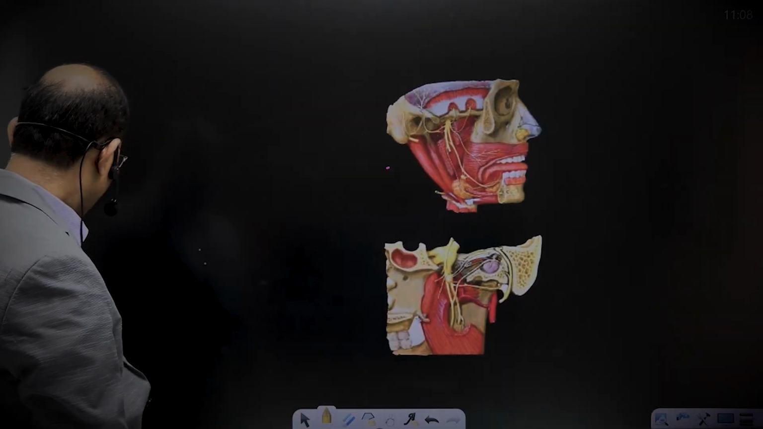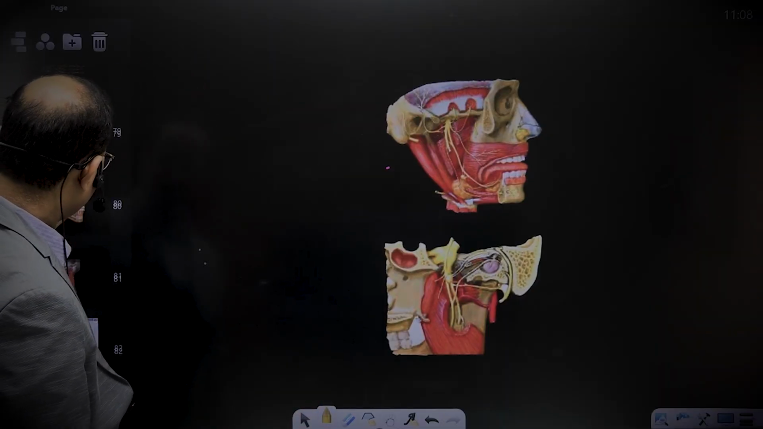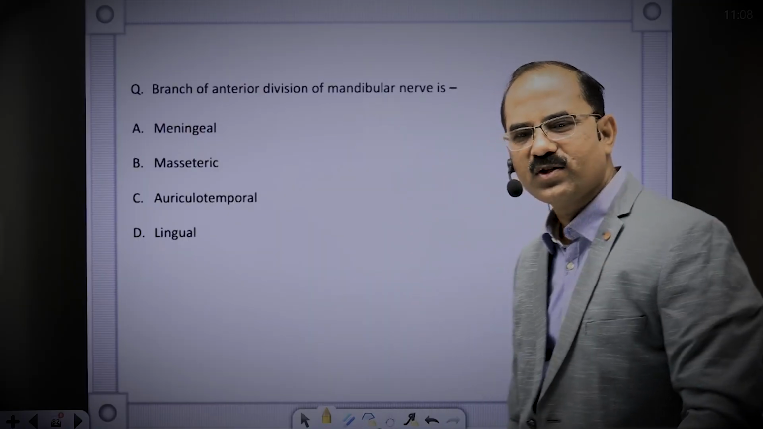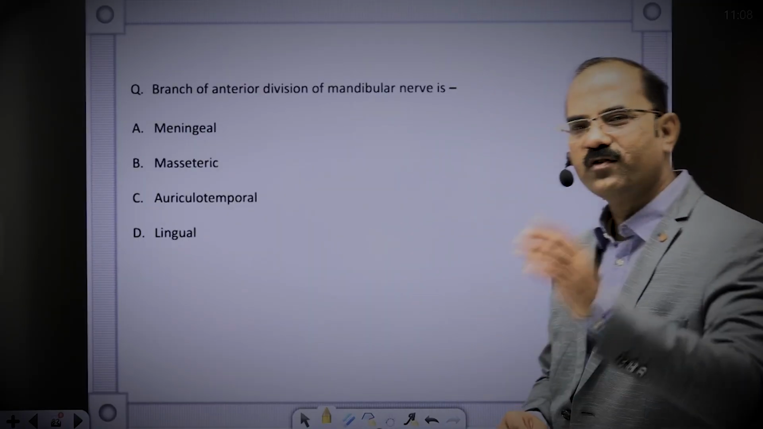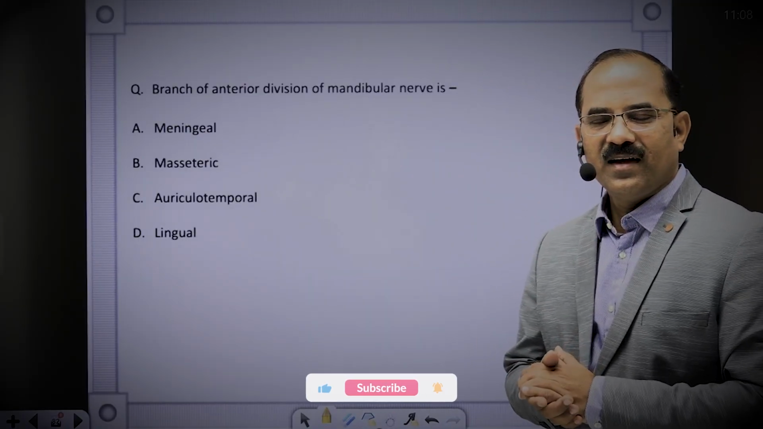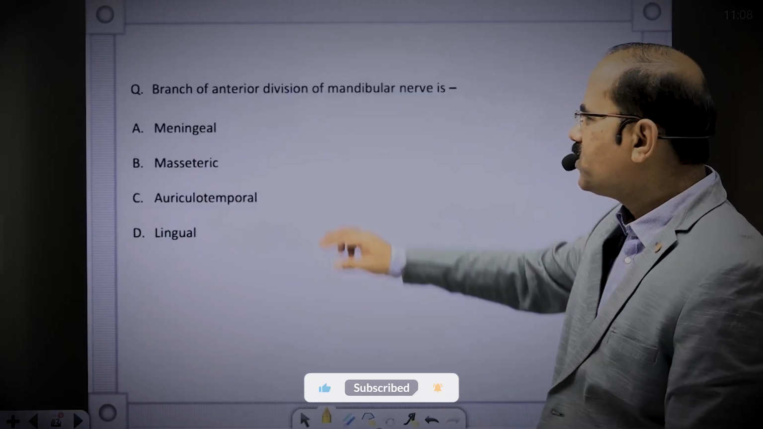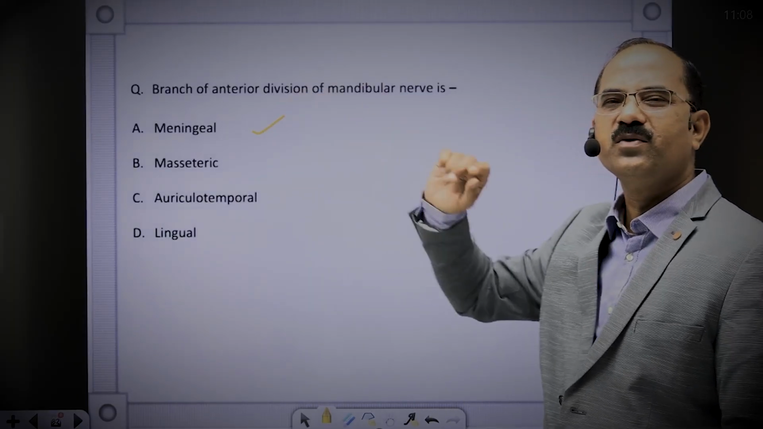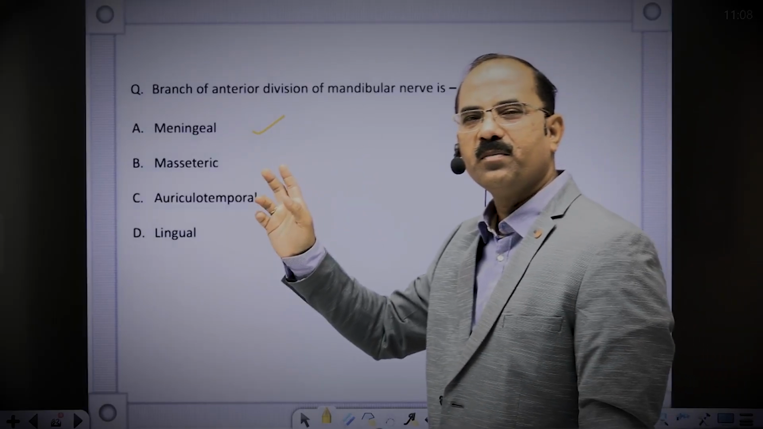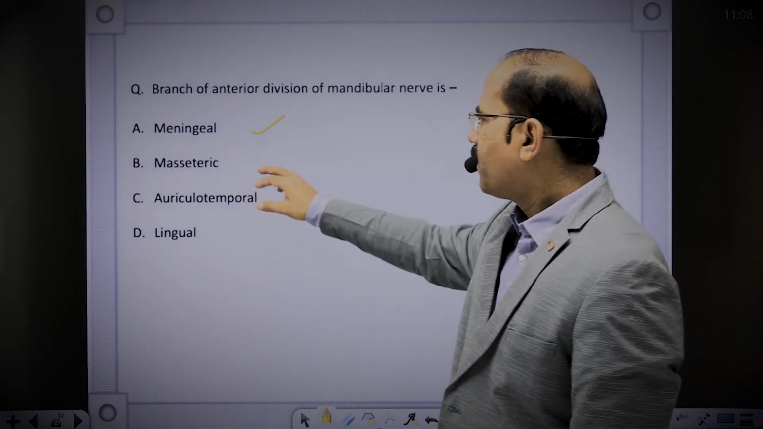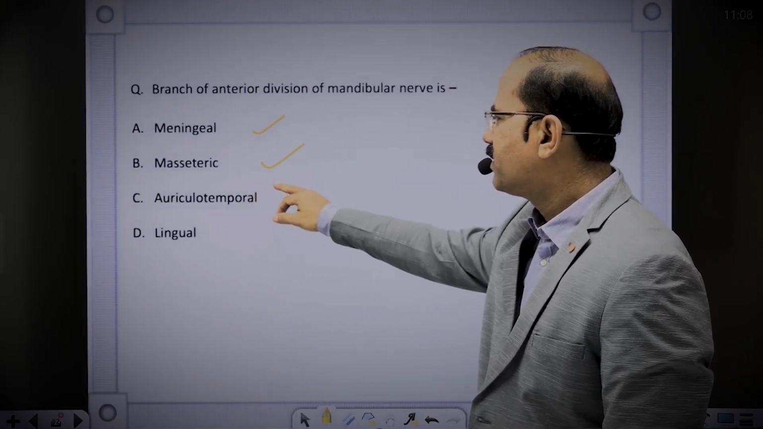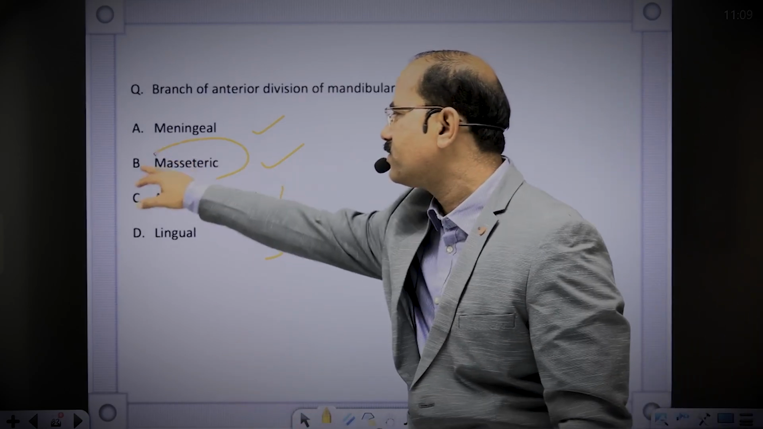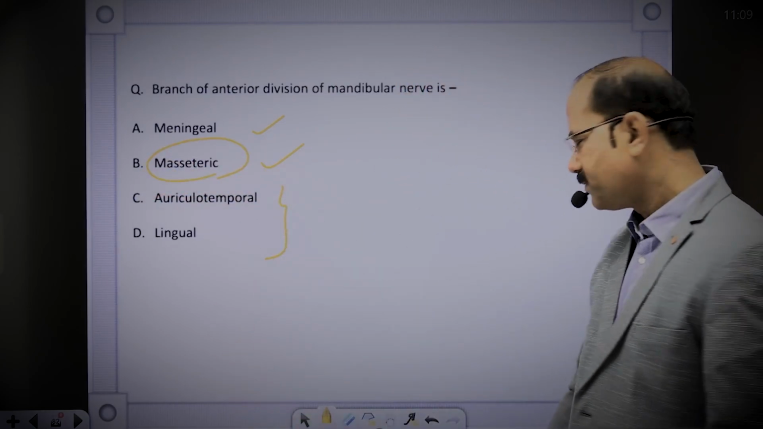Clear, students? I'll just quickly go through this mandibular nerve for you once again. But before that, if you can answer this MCQ, look at this. Branches of anterior division of mandibular nerve is: such type of MCQs you'll get. Meningeal branch arises from the trunk of the mandibular nerve. That's the nervus spinosus or the meningeal branch of mandibular nerve. Masseteric nerve is anterior division. These two are from the posterior division. So what is the answer here? Answer is masseteric nerve. Clear?